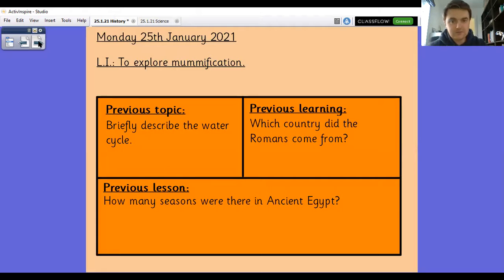So from our last topic, can you briefly describe the water cycle for me? You might want to use a diagram if you'd like to. Previous learning, which country did the Romans come from? A little bit of a trick question. You might know where they came from, but is that country? And from last lesson, how many seasons were there in ancient Egypt? Pause this, go on to Teams and have a look at the scaffold for that, and have a go at answering those questions. Okay, so let's have a look.